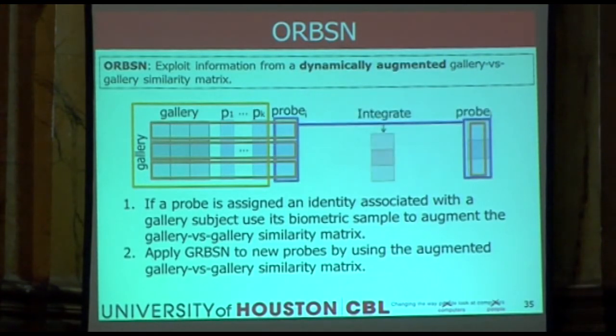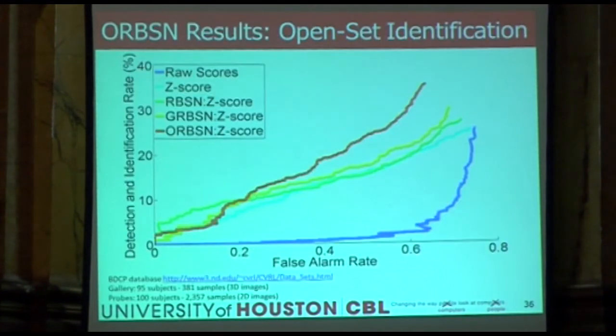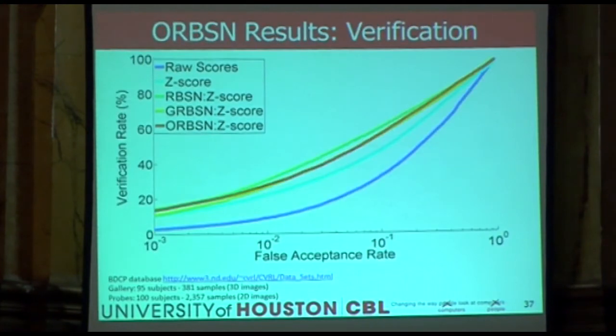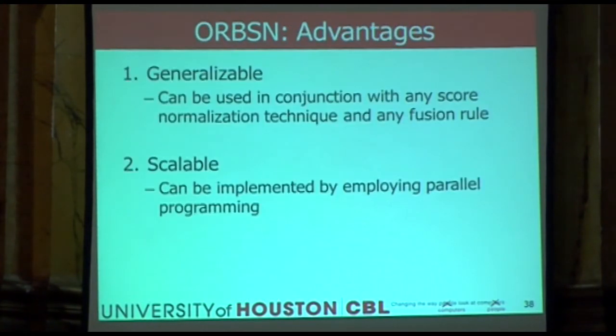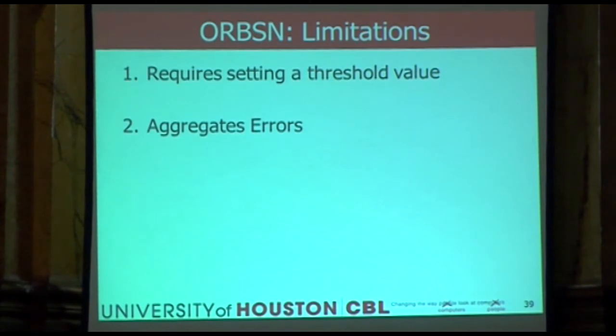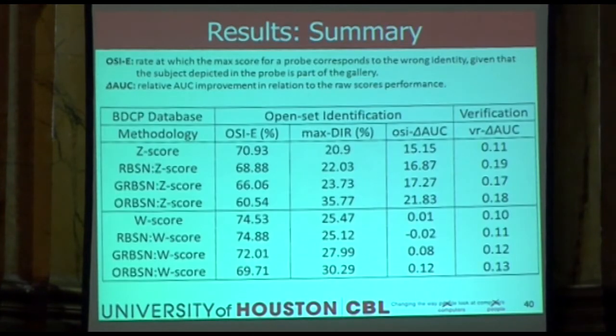Since we use more information to normalize scores, again we can expect an improved performance. And these are the results for the open set identification and the verification correspondingly. Now, ORBSN is generalizable. Again, we can employ parallel programming, but we have to set a threshold value to select which probes are considered to be part of the gallery versus gallery similarity matrix. And also it aggregates errors, because when we make an error, when we incorporate the scores falsely, then these errors are aggregated in the online version.